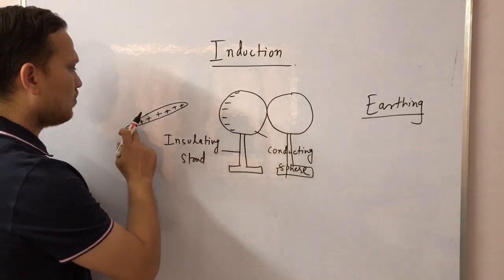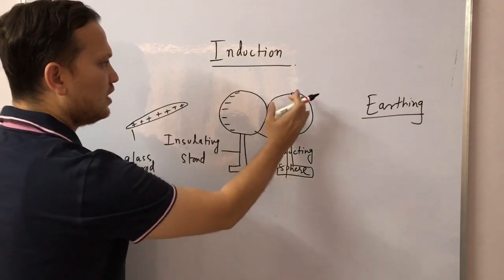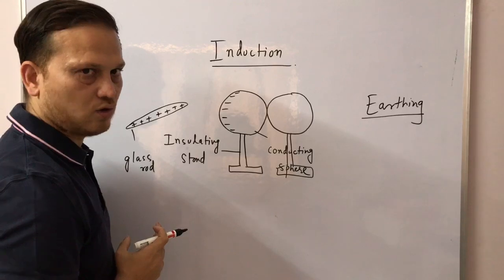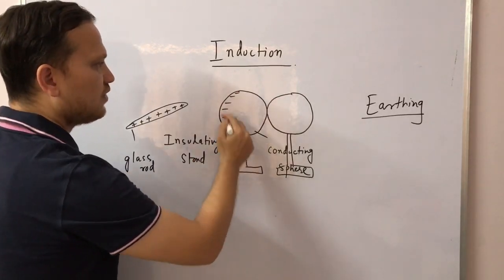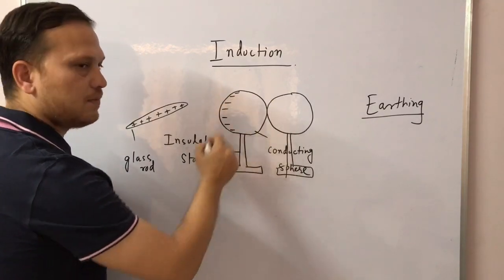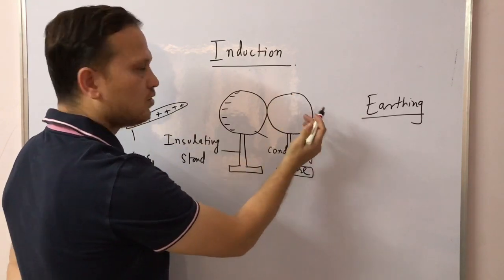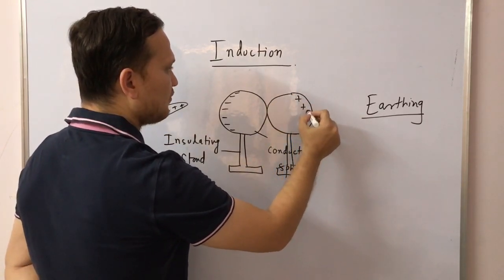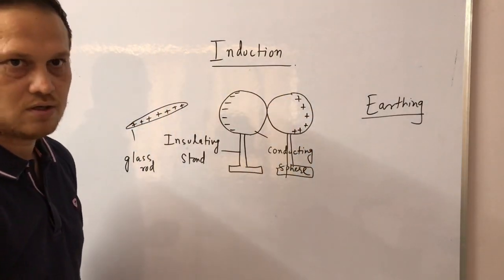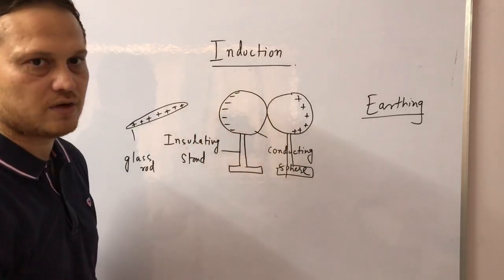See, when you bring this positively charged rod near this conducting sphere, the electrons of this part will try to attract toward the positively charged rod, and because of that here there will be an excess of electrons, and because of this excess of electrons this part becomes negatively charged. Similarly here there will be a deficiency of electrons, and because of that deficiency this part of the conducting sphere becomes positively charged. So this is how this part becomes negatively charged and this part becomes positively charged.